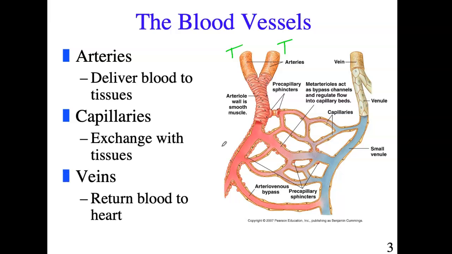The veins then, once it's gone through this capillary bed, the veins will be able to pick up that blood now that's devoid of that oxygen and then again transport. So this is transport again. There's no exchange happening here.